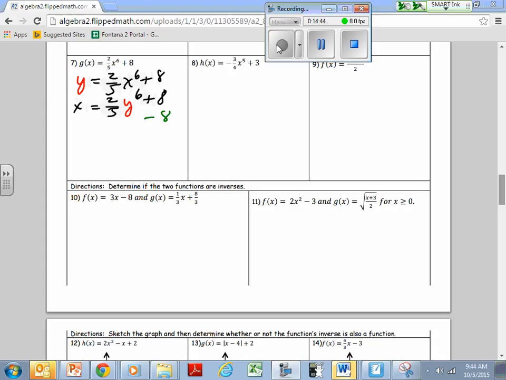So here we go. Subtract the 8 from both sides, leaving it x minus 8. Everybody else stays the same. How about that? 2/5 y to the 6th power. It gets a little tricky.